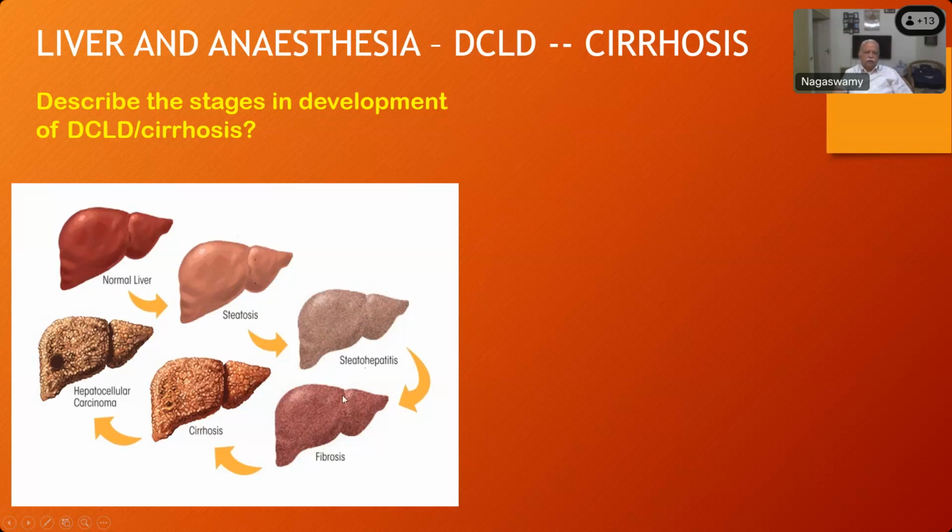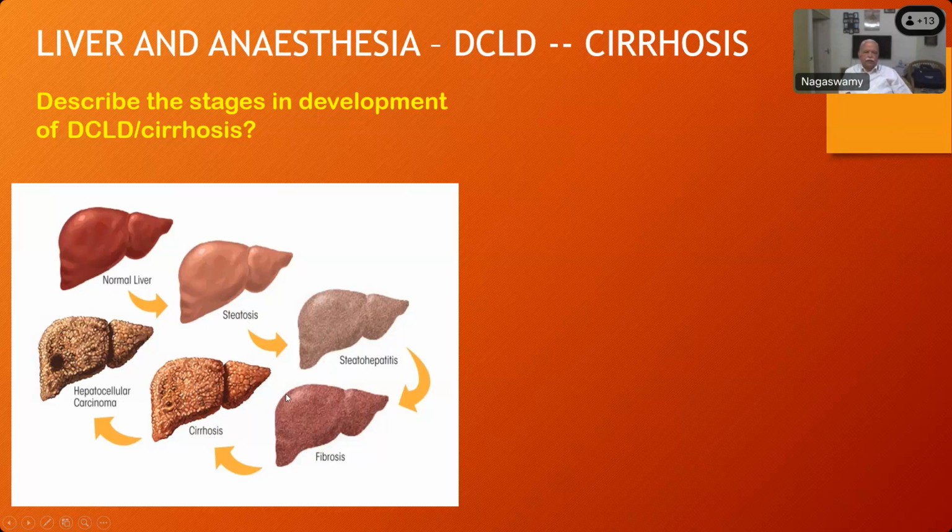And any inflammation heals by fibrosis, by the production of collagen. Once the fibrosis occurs, the liver starts shrinking and becomes nodular. The smooth surface is lost and it becomes an irregular nodular shape, which is called cirrhosis. If the cirrhosis is allowed to continue, ultimately it may turn into hepatocellular carcinoma. So: normal liver, steatosis, steatohepatitis, fibrosis, cirrhosis.